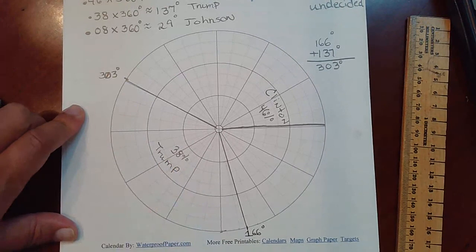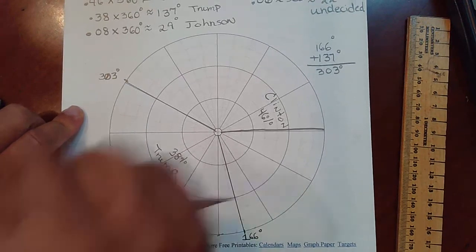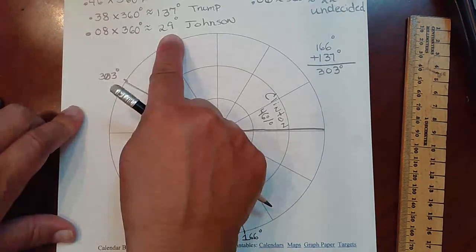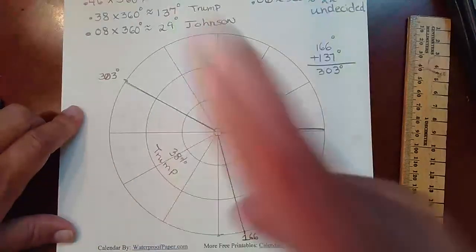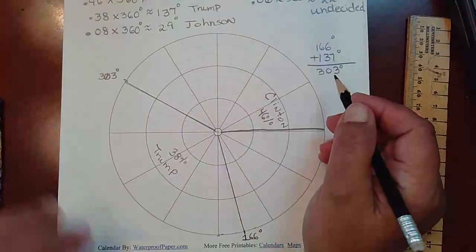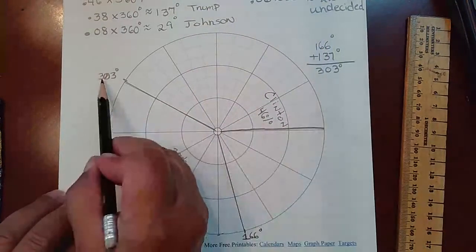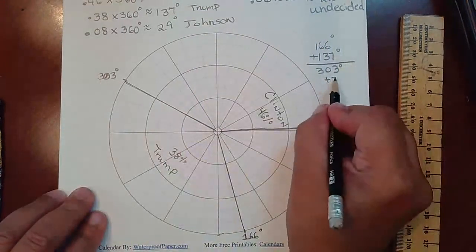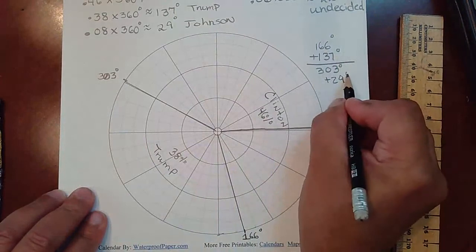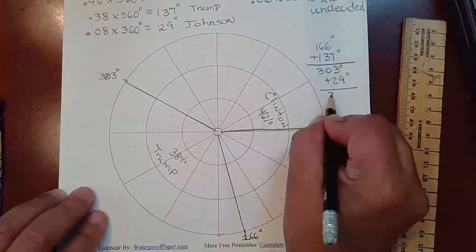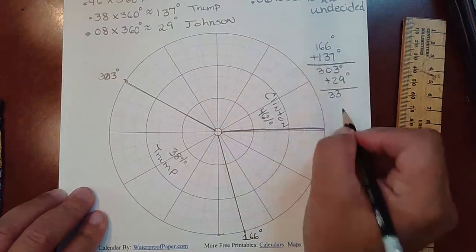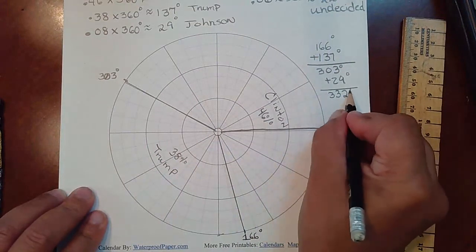Okay, moving to the next category, which is an 8% category, meaning 29 degrees should be devoted to Johnson. So if I want to know where my next pit stop is, right now I'm at 303, and I need to move an additional 29 degrees around that circle, which takes me to 332. You can put these in your calculator as you go along.